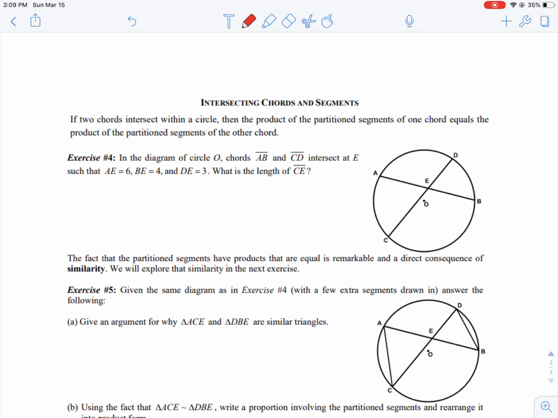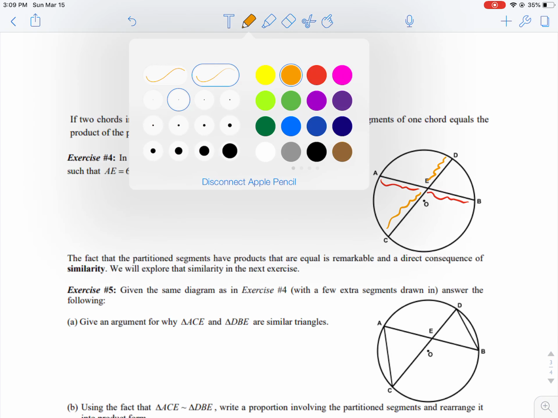2 more. One an example. So, if 2 chords intersect within a circle, then the product of the partitioned segments of one chord equals the product of the partitioned segments of the other chord. Okay, this is important. What this is saying is that this piece times this piece is the same as this piece times this piece. And that's all it is.